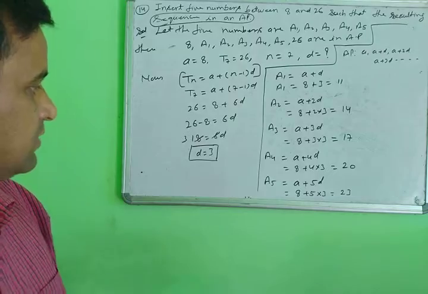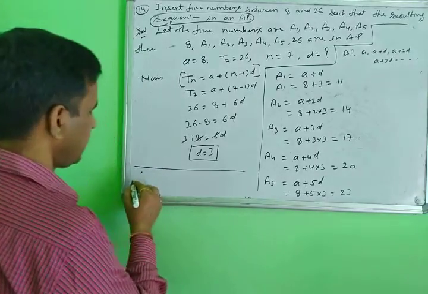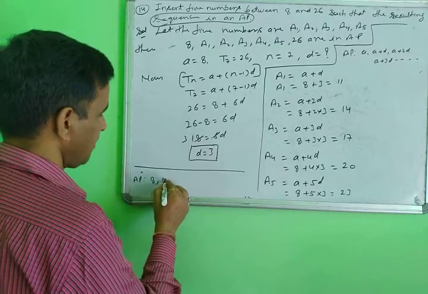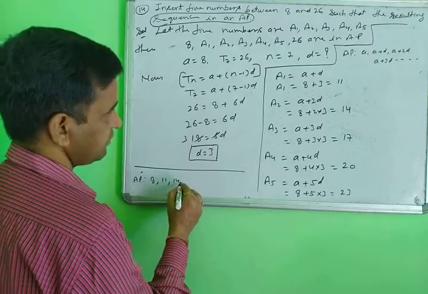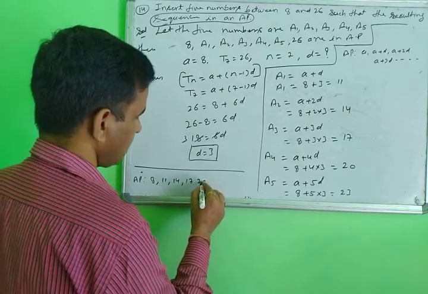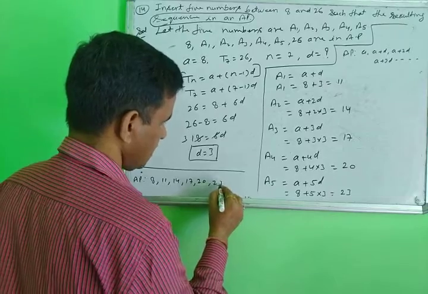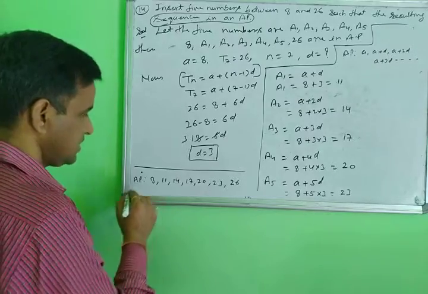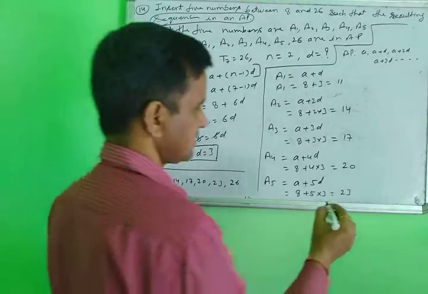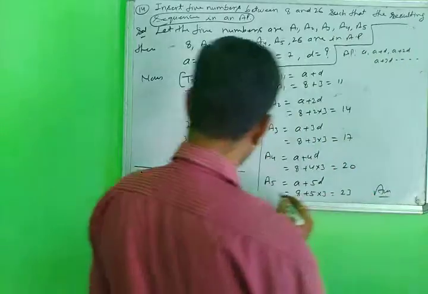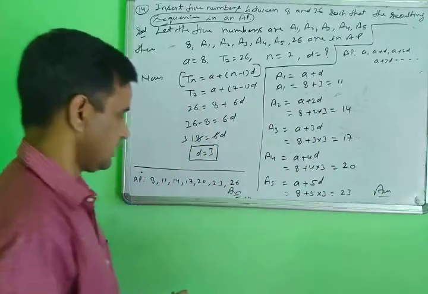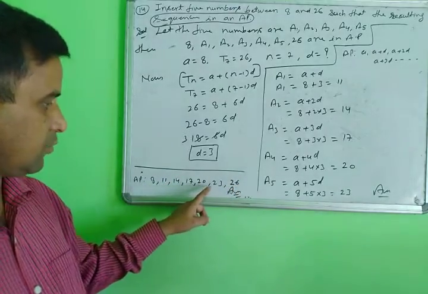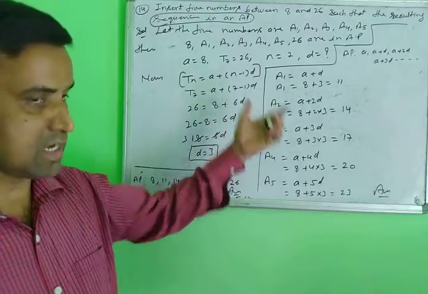Yes, note it down. Suppose you maintain an AP here. How to maintain it? 8. The second year you maintain 11. Third year 14. Fourth year 17. Next year 20. Next year 23. And the last year 26. This is the sequence coming in the AP. The AP comes in this form. Yes, you note down the answer this way, or otherwise in this way, same thing. 8 and 26 are already given here. So the values of A1, A2, A3, A4, A5 you mention here. Then you get the answer.